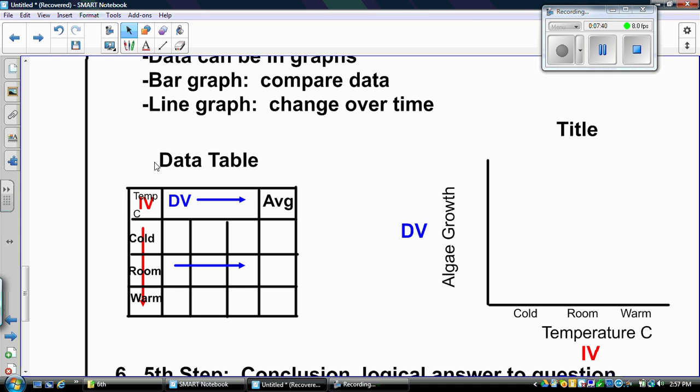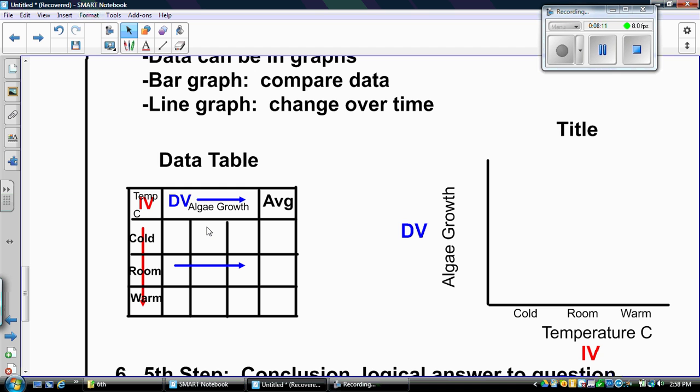Okay, and you notice we have three independent variables. We have cold temperature, room temperature, warm temperature. So I want to identify those and put them in. Your dependent variable is the variable that you measure. So the variable that we're measuring is algae growth. So I would want to put that in there. Whoops, nope, I messed up a little bit. So I would want to put algae growth here. That is my dependent variable. So the dependent variable goes in the next column.